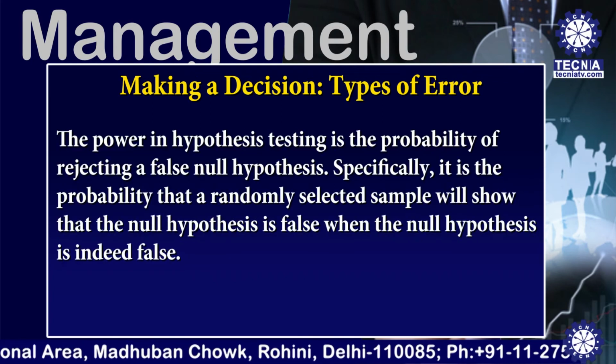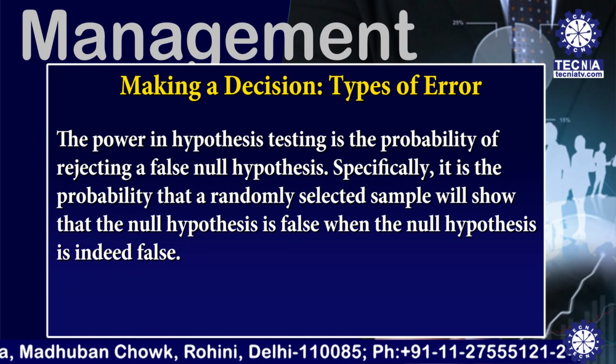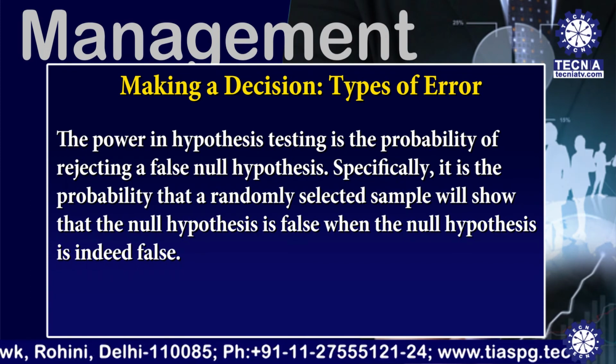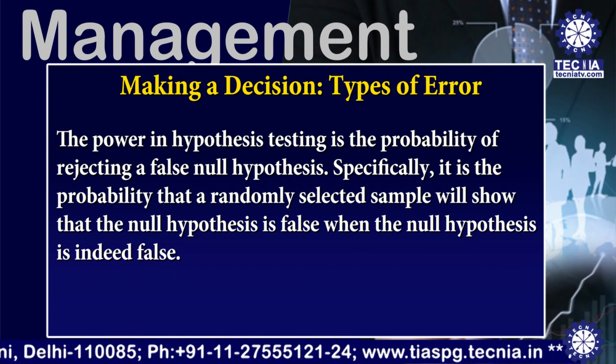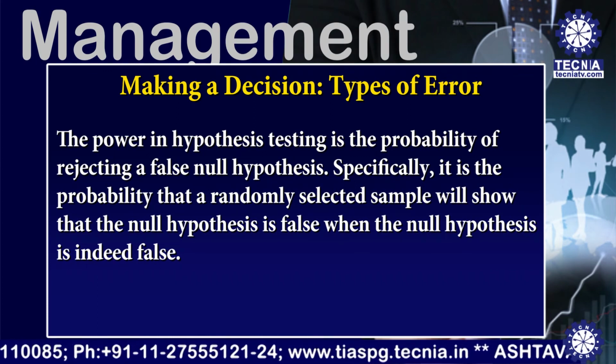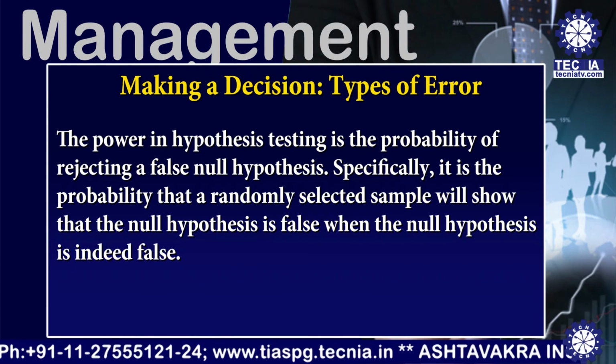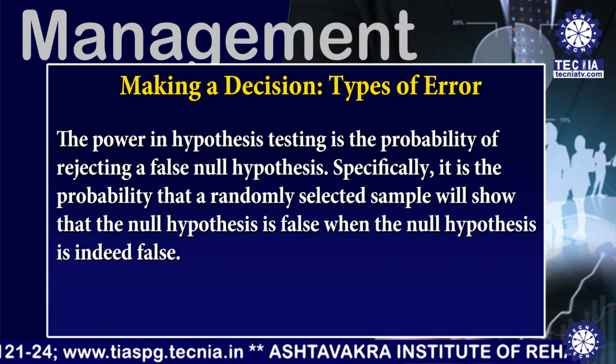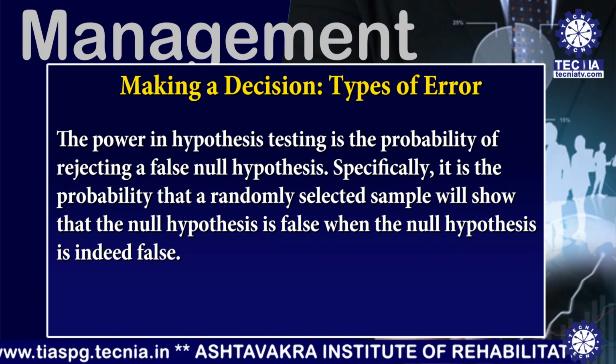The power in hypothesis testing is the probability of rejecting a false null hypothesis. Specifically, it is the probability that a randomly selected sample will show that the null hypothesis is false when the null hypothesis is indeed false.